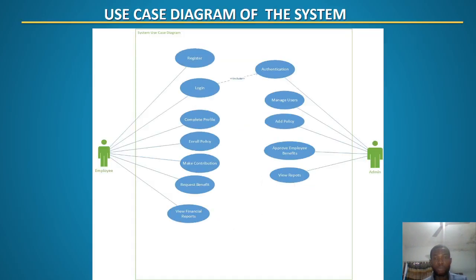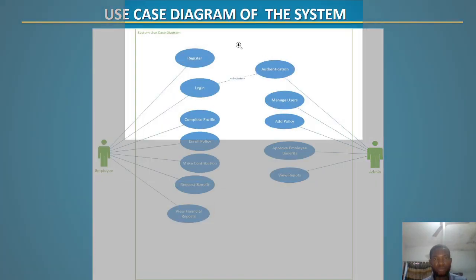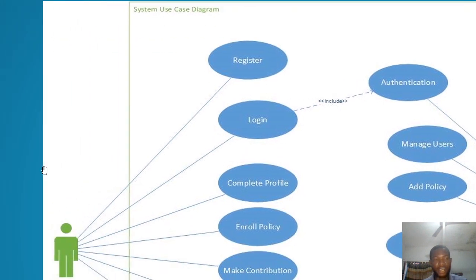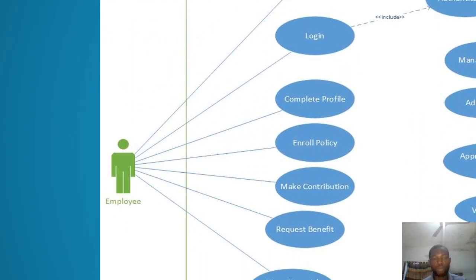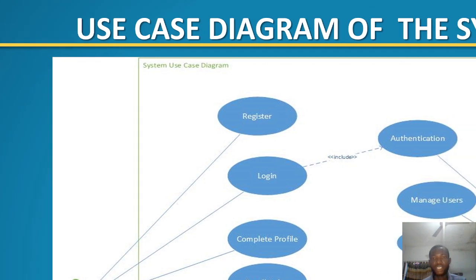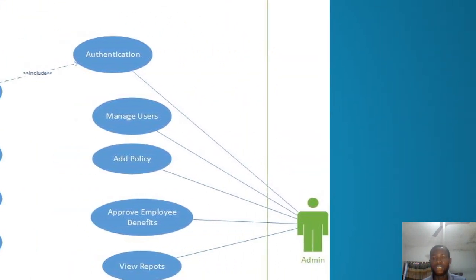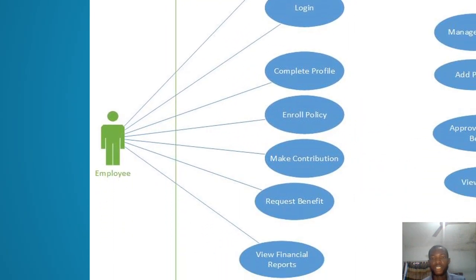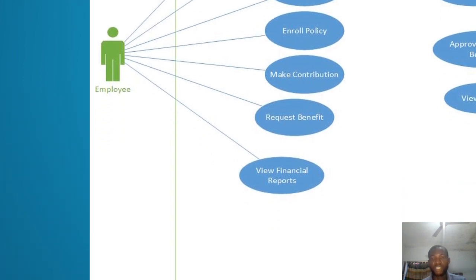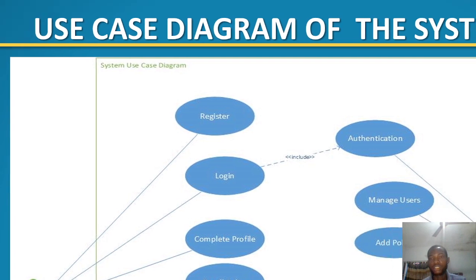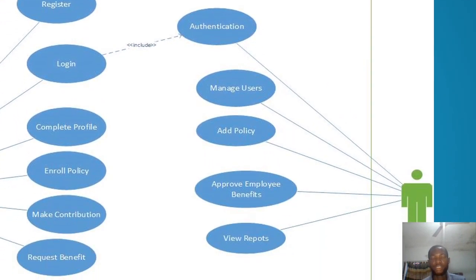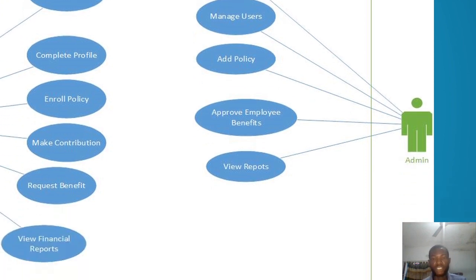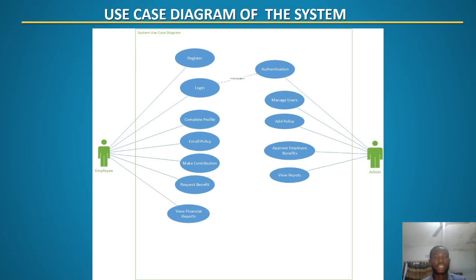Okay, so let me go to the use case diagram. This is the use case diagram. This is the entity, the employee, and they can register, log in, complete their profile, make contributions, request benefits, and then view financial reports. With the admin, they can authenticate the users, manage users, add policy, approve employee benefits, and then view reports. So that's the use case diagram.